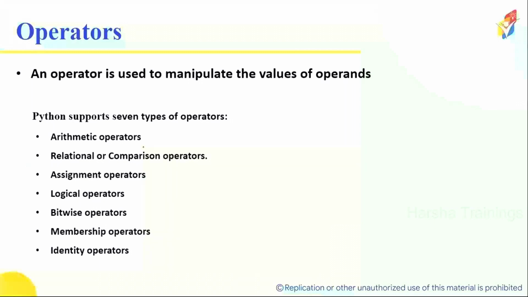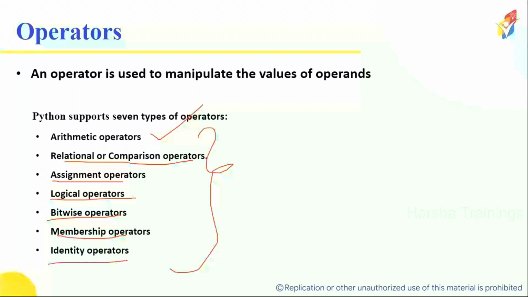Now, Python supports 7 kinds of operators. Arithmetic operators are used for performing addition, subtraction, multiplication, division. Relational operators are used for comparing two values at left side as well as at right side. Assignment operators, just now we have used equal to. Logical operators, bitwise operators, membership operators, identity operators. Slowly we will start one by one. Today, as of now, shall I start with arithmetic operators? Yes. I will teach one by one.